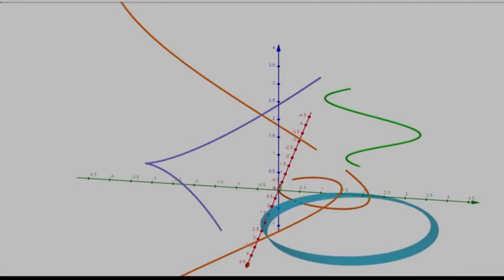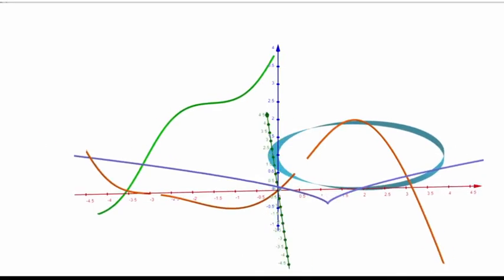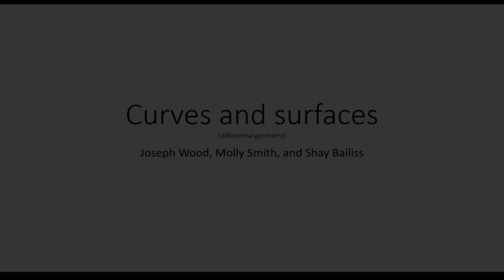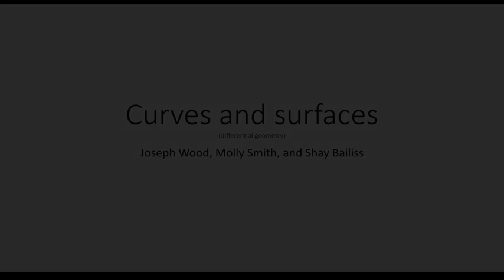Shown here are some examples of curves and some non-examples. Can you tell which are curves? By the end of this video, you should have a clear idea on the basic concepts of this subject. In differential geometry, we're not interested in all types of curves, but instead particularly nice curves. What does nice mean here exactly?